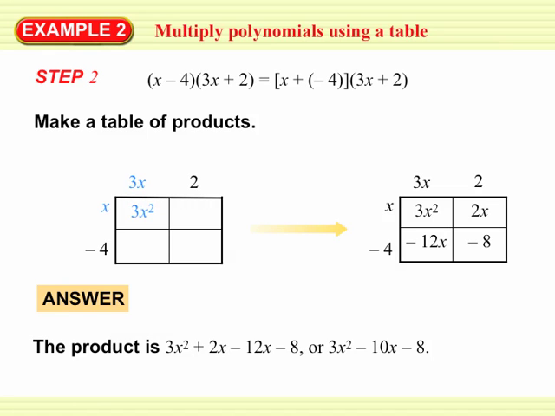Lastly, we need to add together the products in all 4 squares of the table. So we add 3x squared plus 2x minus 12x minus 8. And then we combine like terms. In this case, we have 2 first-degree terms. We have 2x and negative 12x. When we combine those, we get negative 10x.